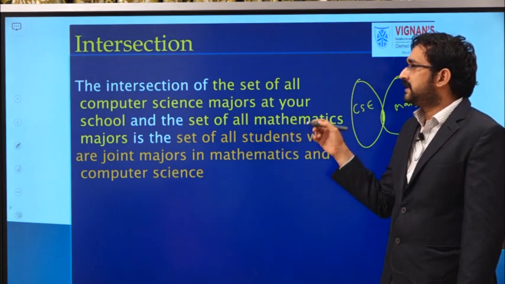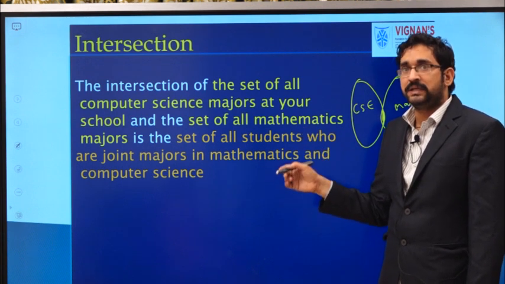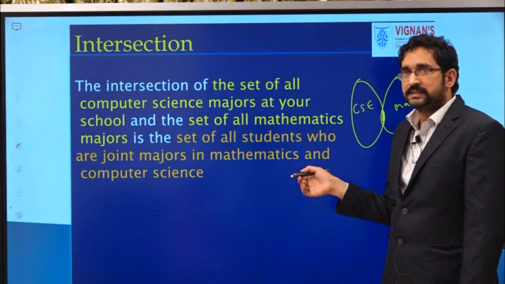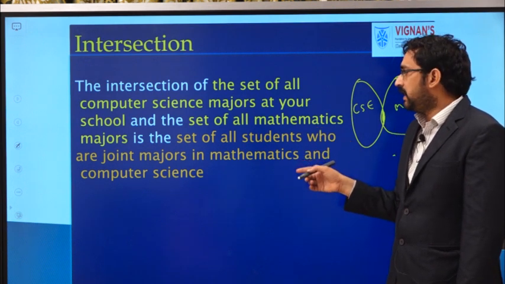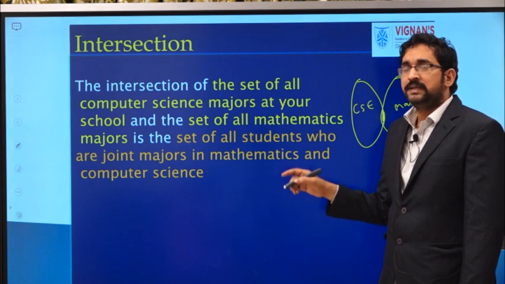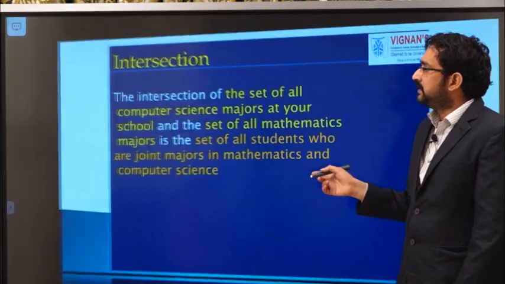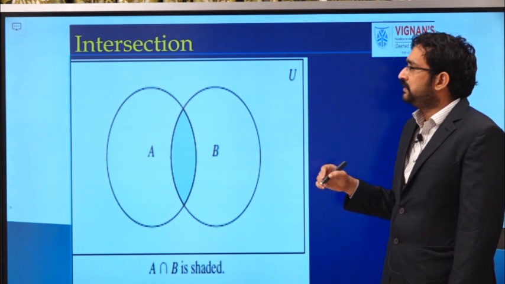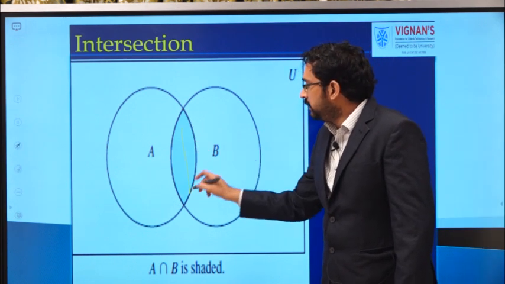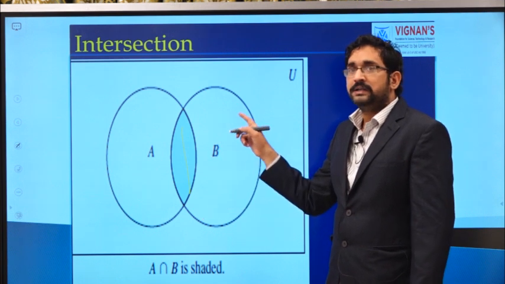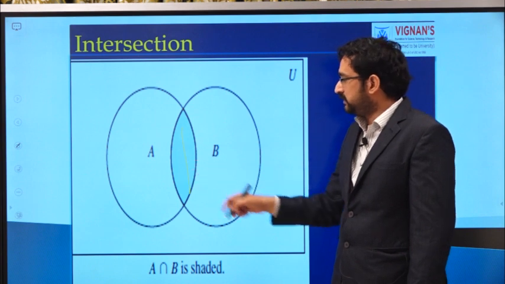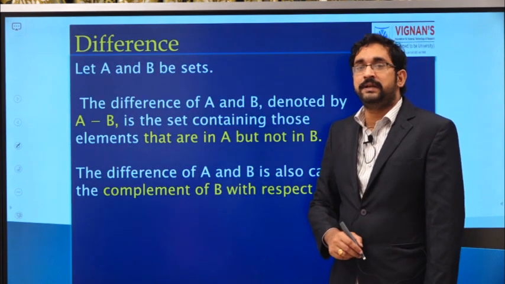So the intersection of the set of all computer science majors and the set of all mathematics majors will be the set of all students who major in computer science as well as major in mathematics. This is about intersection between two sets. Here the shaded part denotes the intersection, or the common part, of both A and B. This represents the intersection. Next we will discuss difference.